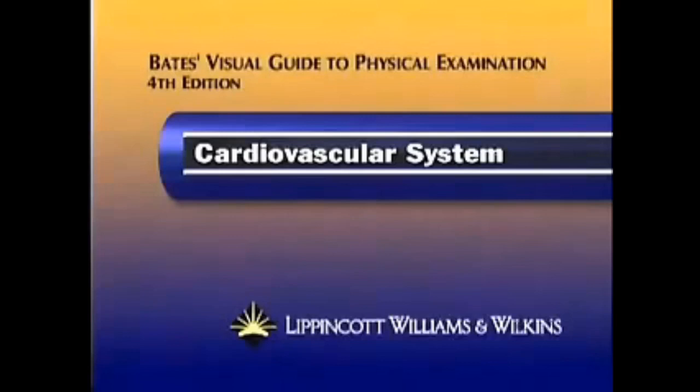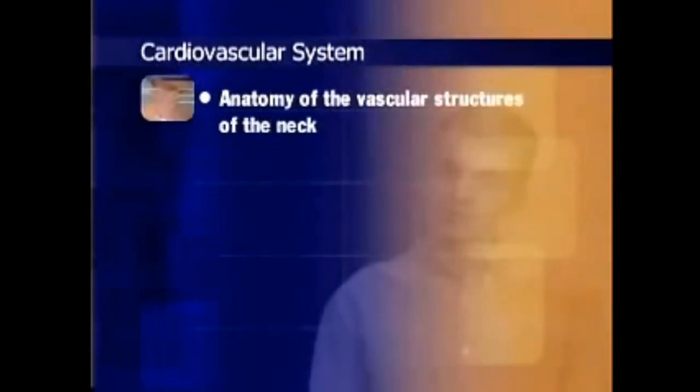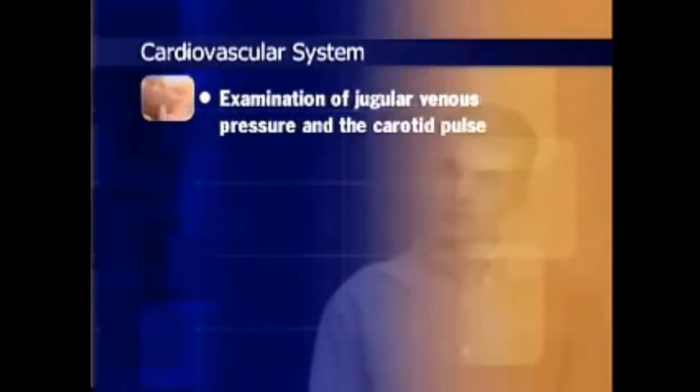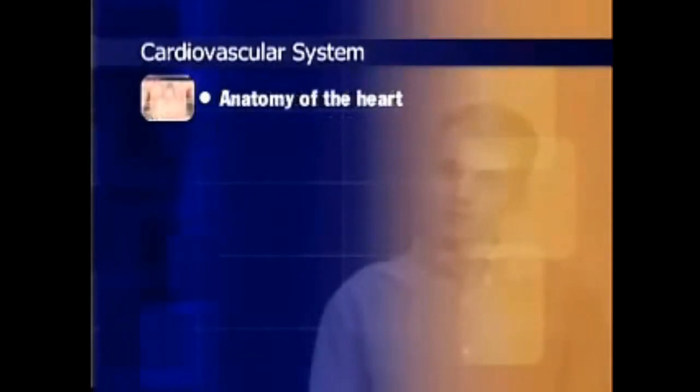This video begins with a brief overview of health history taking, followed by the anatomy of the vascular structures of the neck, examination of jugular venous pressure, anatomy of the heart, and examination by inspection, to prepare a more focused, problem-oriented history.